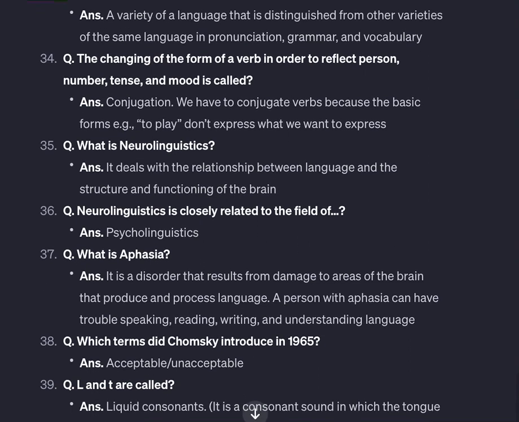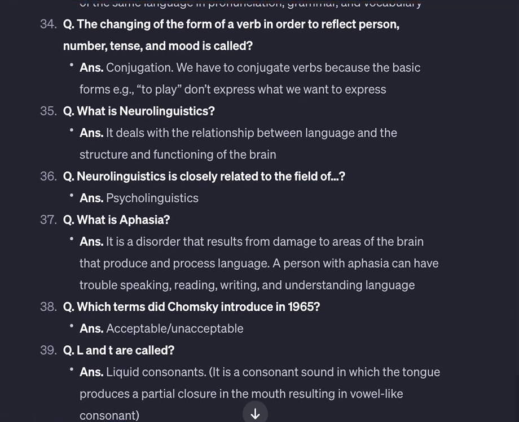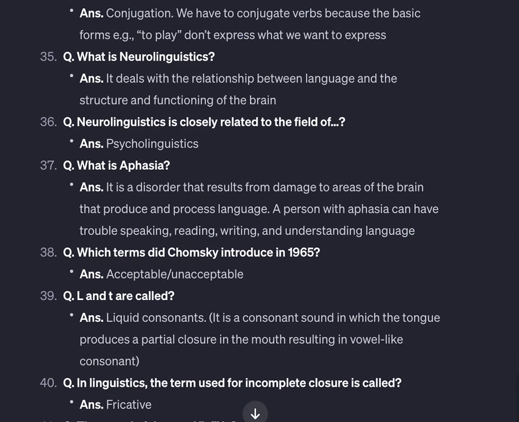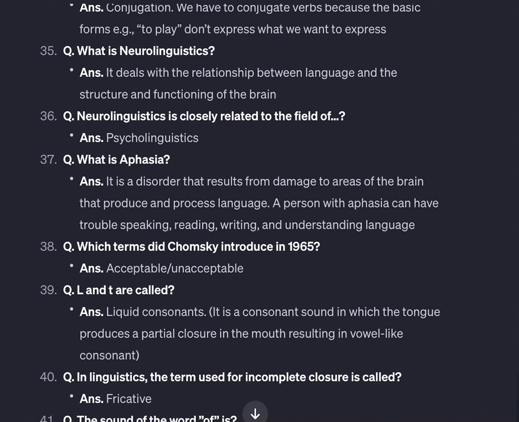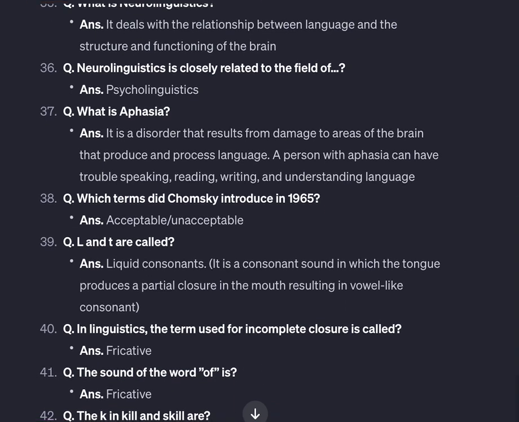What is neurolinguistics? ANS. It deals with the relationship between language and the structure and functioning of the brain. 36. Q. Neurolinguistics is closely related to the field of ANS. Psycholinguistics. 37. Q. What is aphasia? ANS. It is a disorder that results from damage to areas of the brain that produce and process language. A person with aphasia can have trouble speaking, reading, writing, and understanding language.